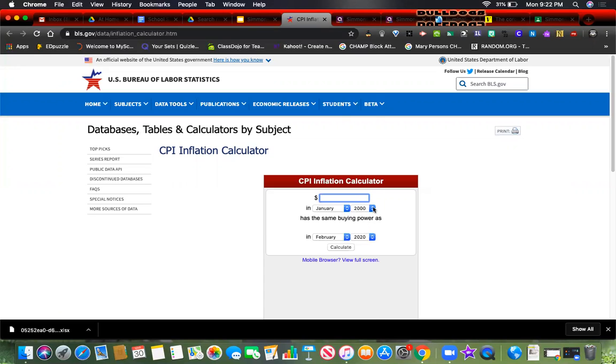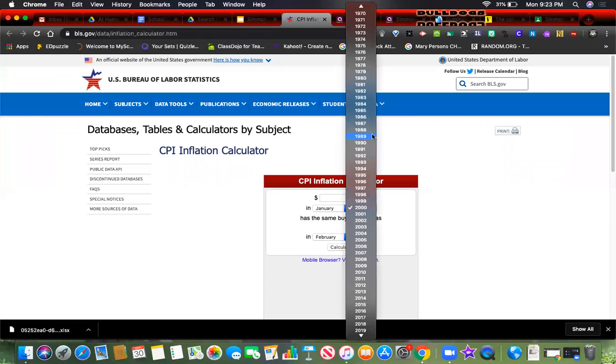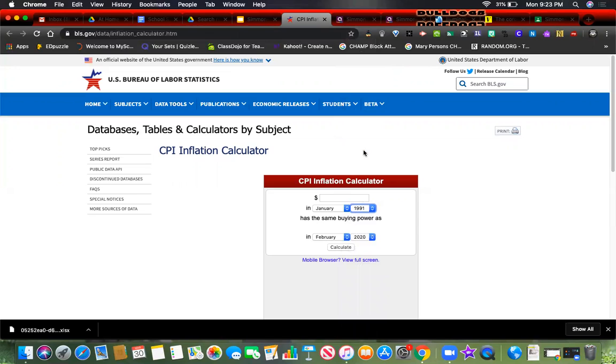So let's go back to the wonderful year of 1991. I was a junior or senior in high school. And I just said that I could fill my gas tank up with $10. Well, today that $10 would buy you $19.22 worth of gas. Or it has the same purchasing power as $19.22 today.